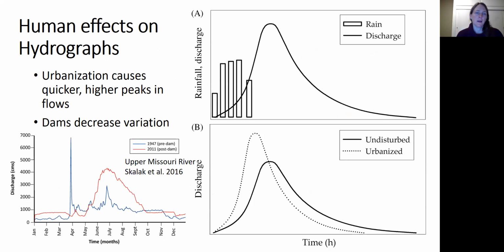So here's a picture of the Upper Missouri River from Scalak et al. 2006, showing in blue the pre-dam hydrograph through time. So lots of peak flows, spring snowmelt flows, and then some summer rainfall flows. And then in 2011, after they put in a dam, you can see that the flows change. They're releasing water, it looks like, in the summertime. And then the rest of the hydrograph is pretty flat on either side.